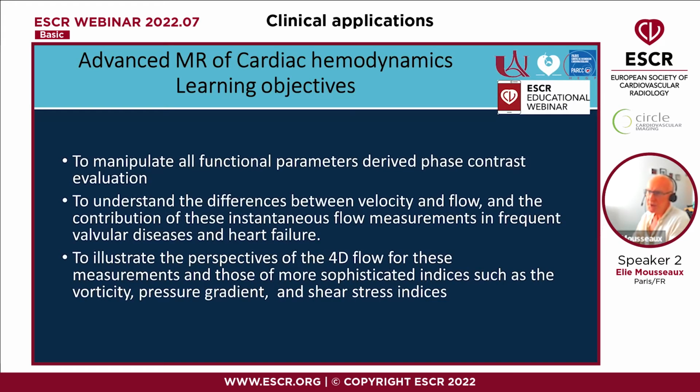And the learning objective of this talk will be to become more familiar with functional parameters derived from phase contrast imaging, and to understand the difference between velocity and flow. This is very important. As soon as you compare the different methods for estimating the velocity, sometimes we don't appreciate exactly the same thing. So it's very important to distinguish mean velocity and maximal velocity, for instance. I will talk about that later. And I will illustrate the clinical application at this time for flow imaging.